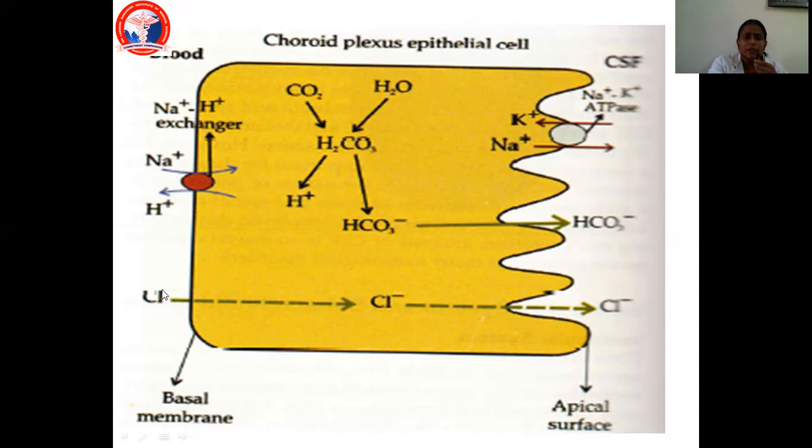Then chloride ion is passively diffused from the blood to cell, then from the cell to CSF. The sodium ion which enters inside the cells enters into the CSF in exchange for the potassium ion. Because of this, the sodium and chloride concentration is more in the CSF.